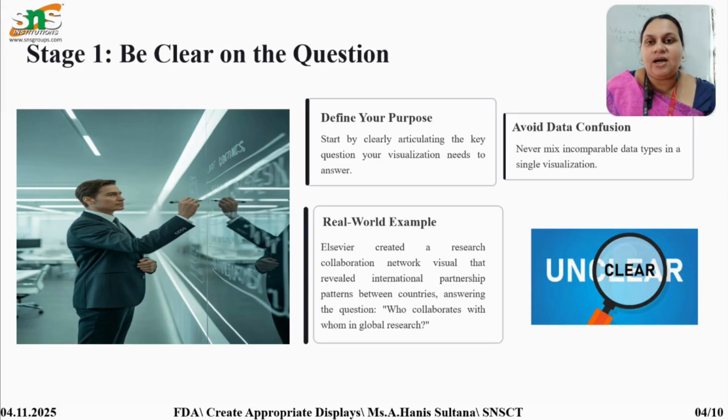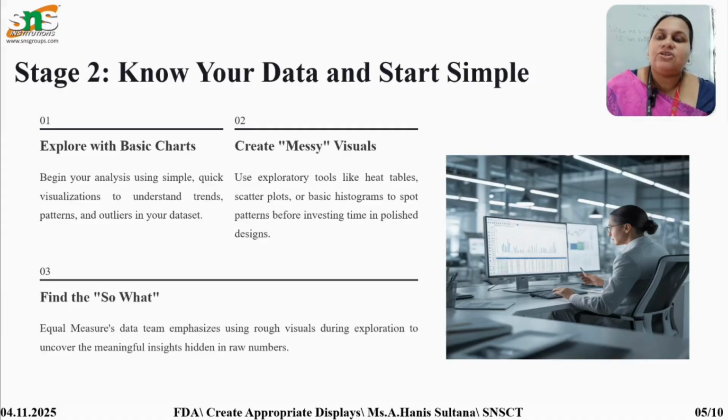So this may not lead to confusion, that is data confusion. We can avoid the data confusion. That is the second point mentioned here. We could also quote real world examples, like Elsevier, the research reservoir, which created a research collaboration network visual that revealed the international partnership between the countries, answering the question of who collaborates with whom in global research. So this may give a very valid and appropriate answer, and it will be very useful for the researchers.